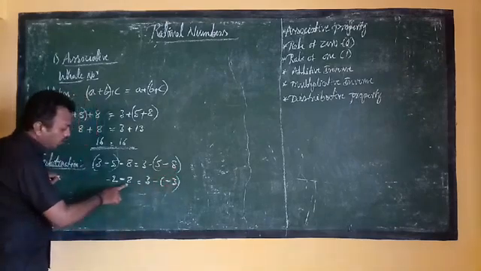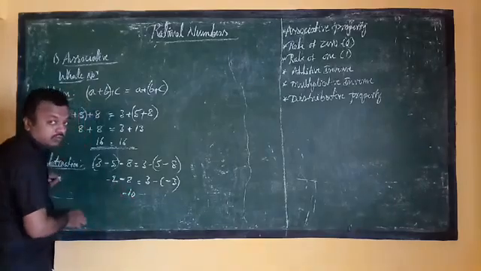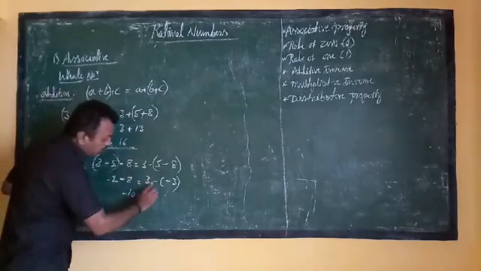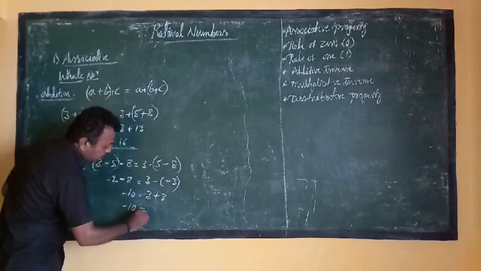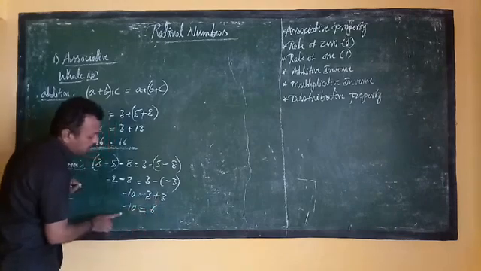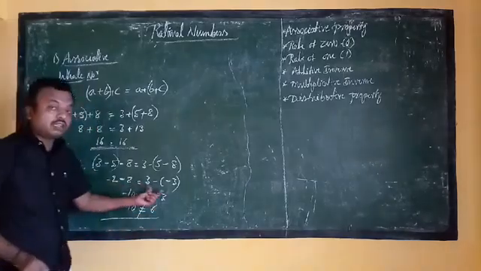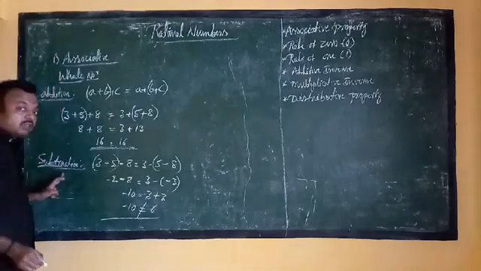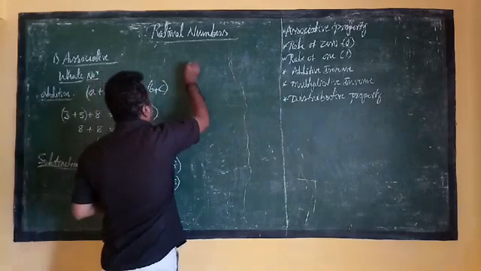Got it? Now minus 8 minus 2 is minus 10, because the signs are the same, so we add. Now 3 minus into minus becomes plus, so 3 plus 3 is 6. But minus 10 is not equal to 6. The LHS is not equal to the RHS. Therefore the associative property of whole numbers does not hold under subtraction. Got it? Now multiplication.